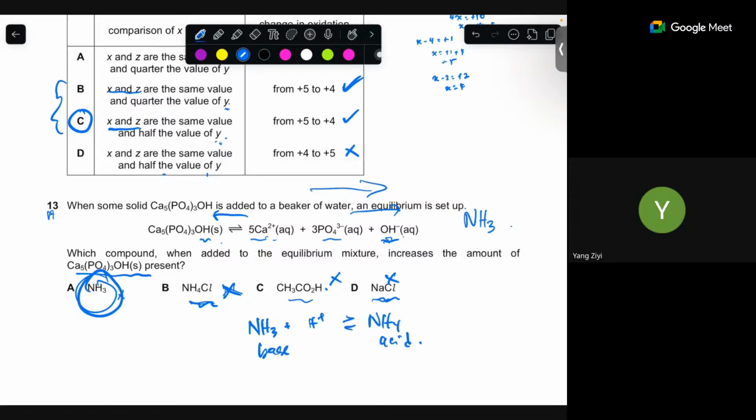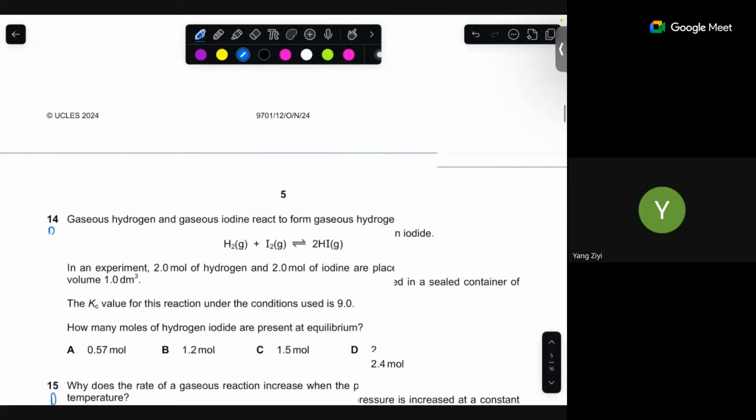When ammonia reacts with water, it will give you ammonium and OH minus ion. It means that you are increasing OH ion when you add ammonia. Therefore, once OH ion increases, you are going to have more precipitate of this. So the answer is going to be A. Okay, let's move on. 13 is A. Now 14.